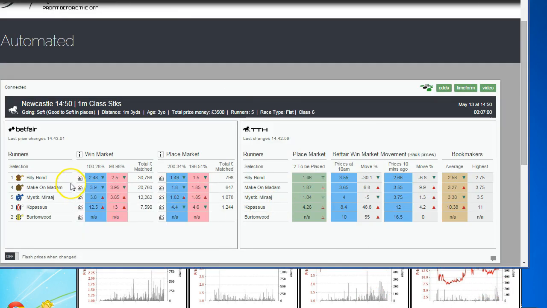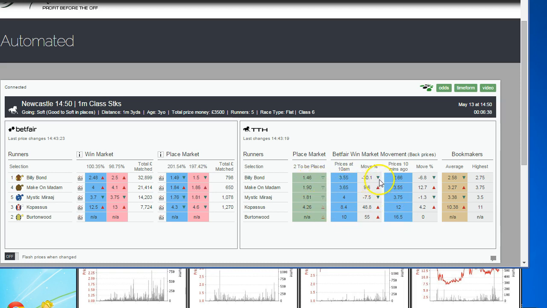So if we flip across onto our Forerunner screen here, like I say, we've got 6 minutes 55 before the off. So initially, every time we're just looking here first of all, and there may not even be any opportunity here. We're fairly tight on all of the prices at the moment, with very little movement there.